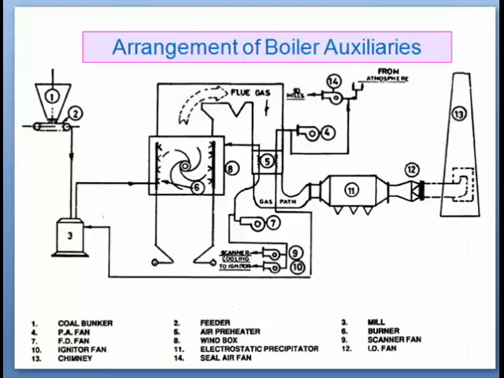Now in this slide we will see the various boiler auxiliaries. The numbers are given. The first one is the coal bunker, this one. As we discussed in the earlier class, through the raw coal bunker, and this is the feeder through which coal is fed to the mill.